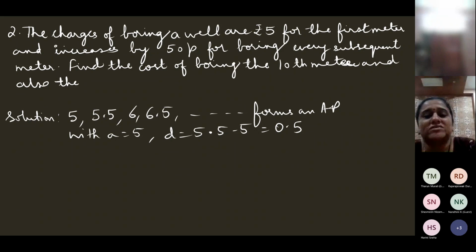What does the number 6 represent here? It is a charge for boring the third meter. What is 6.5? It's a charge for boring the fourth meter, only the fourth meter.